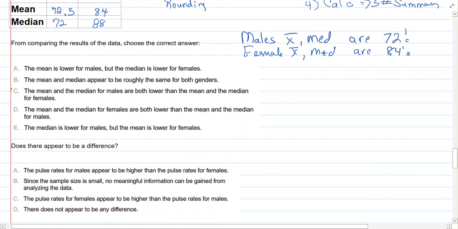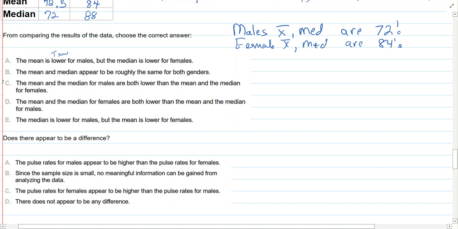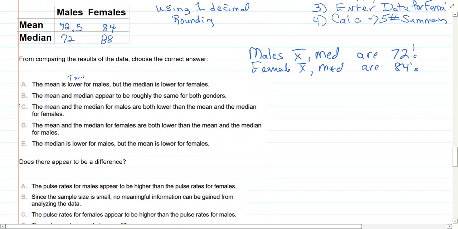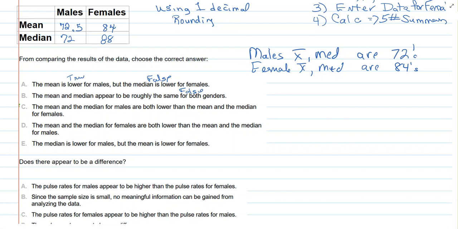Okay, so now we're looking for the one that makes sense. The mean is lower for males, true, but the median is lower for females, and that is false. So it's not number one. The mean and median appear to be roughly the same for both genders. This is false. They are not the same. The medians are 72.5 and the females are 84. It's not that one. So let's look at the next one.